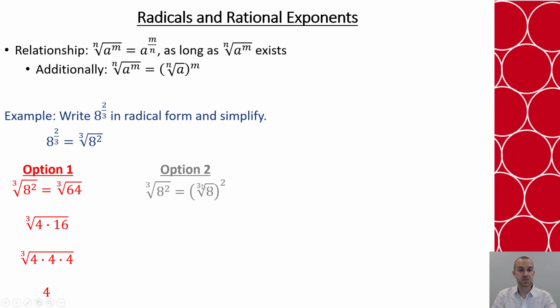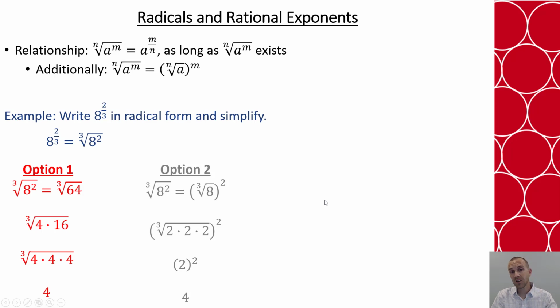A second option, maybe instead I say I want to take that exponent off of my 8, and I want to take my radical and square it. Well, the cube root of 8, I can break 8 into 2 times 2 times 2. So the cube root of 2 cubed is 2, and 2 squared is 4.